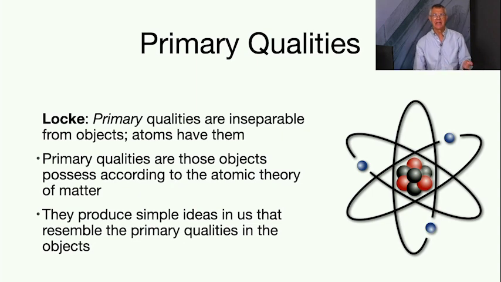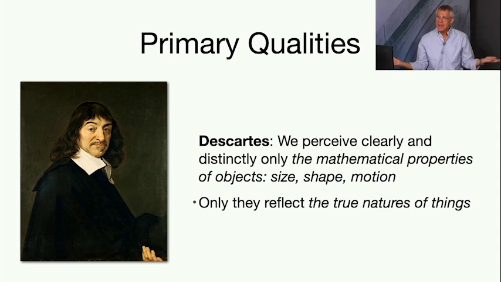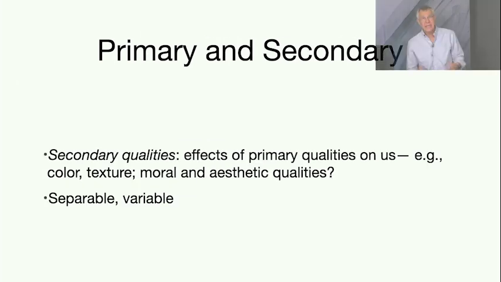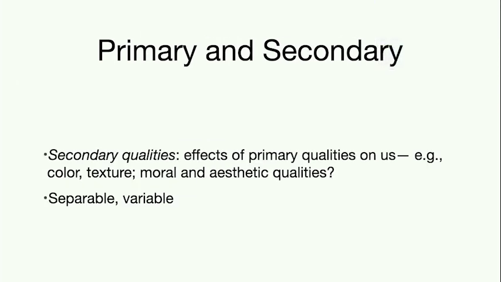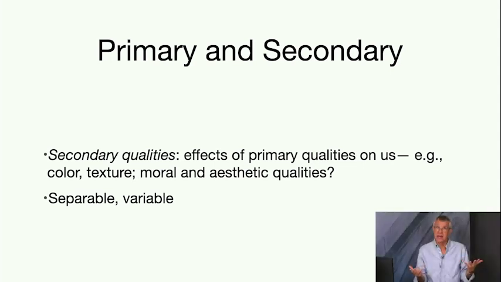Things like solidity, extension, mass, motion. Those are things, Descartes says, we clearly and distinctly perceive. We can trust that they are in the objects themselves. And they, and only they, reflect the true natures of things. Secondary qualities, on the other hand, are different. They are the effects of the primary qualities on us. Examples: color, texture, maybe moral and aesthetic qualities.